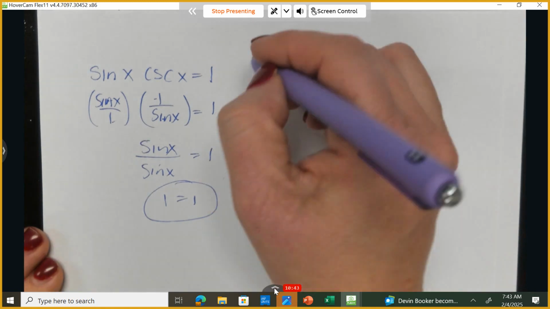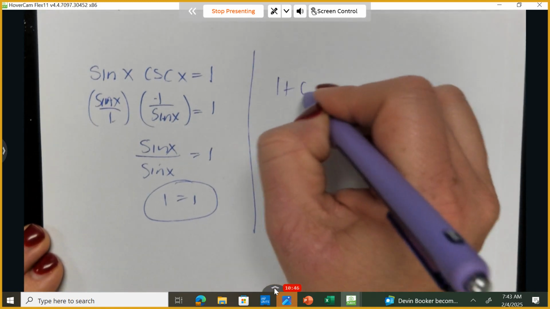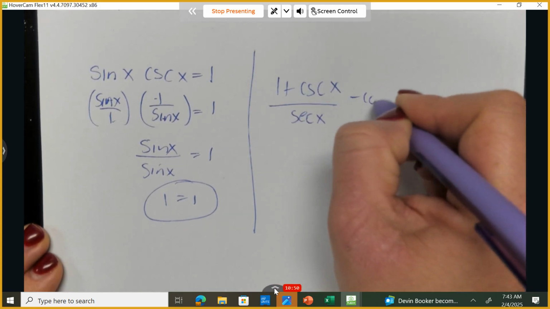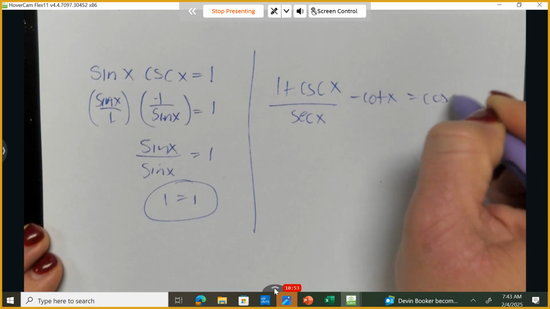Let's look right now at our next problem. We have 1 plus the cosecant of x over the secant of x minus the cotangent is equal to the cosine.